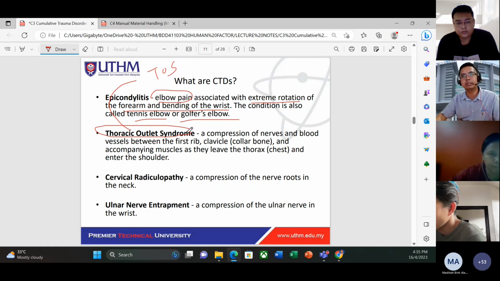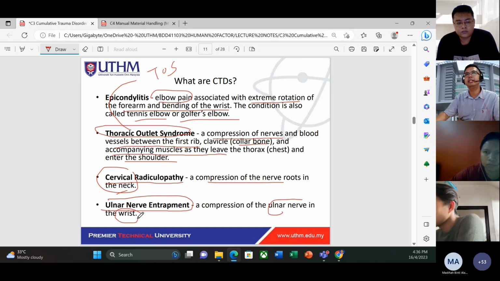TOS, thoracic outlet syndrome, is compression of nerves and blood vessels between the first rib, clavicle or collarbone, and accompanying muscle as they leave the thorax, the chest, and enter the shoulder. This is thoracic outlet syndrome. And the other thing, cervical radiculopathy, is a compression of a nerve root in the neck, and ulnar nerve entrapment is a compression of the ulnar nerve in the wrist. So there are many examples of cumulative trauma disorder or musculoskeletal disorder.